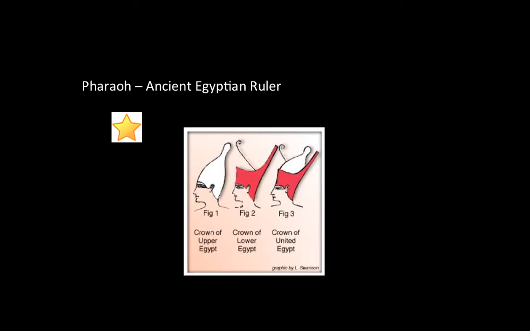You'll see in depictions of the pharaoh that he is almost always wearing a crown. Sometimes it looks kind of like a bowling pin or like a cobra's head, and sometimes it is depicted with both aspects. This is the crown of Upper versus Lower Egypt and the crown of the United Kingdoms.